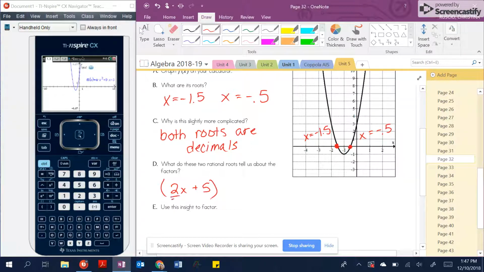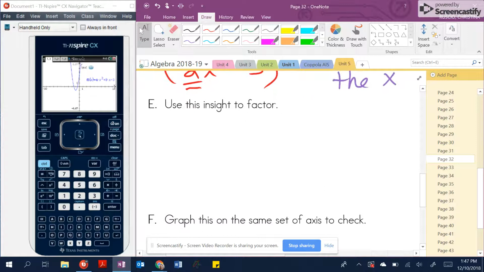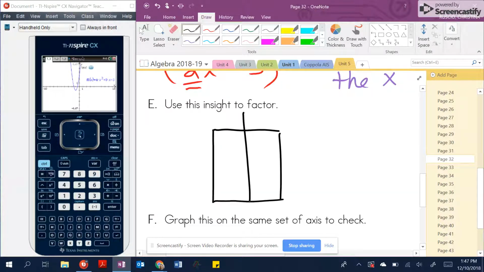I'm just writing this as an example. We would always have a number before the x. So this is what the decimal roots tell us: we're going to have a slightly more complicated factor. All right, let's use insight to factor, and then in our last step, we are going to graph our answer on the original problem.